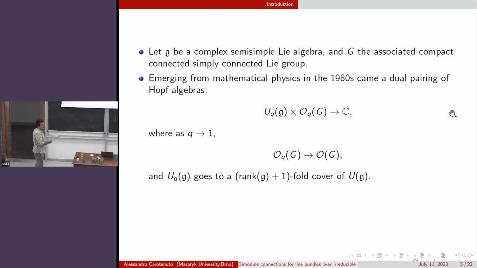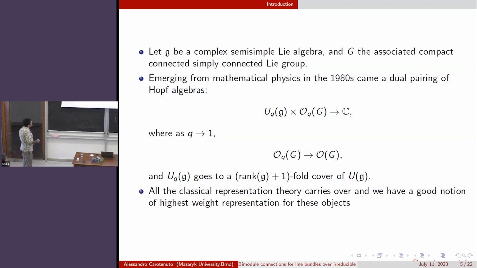And we have these two guys, U_q(G) and O_q(G), that as q goes to 1 have a good notion of classical limit, in the sense that I get back the algebra of coordinate functions of the group G and a certain cover of the enveloping algebra of my Lie algebra G. And in fact, these guys retain many properties of their classical counterpart.